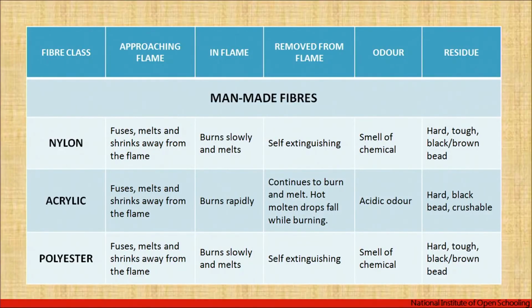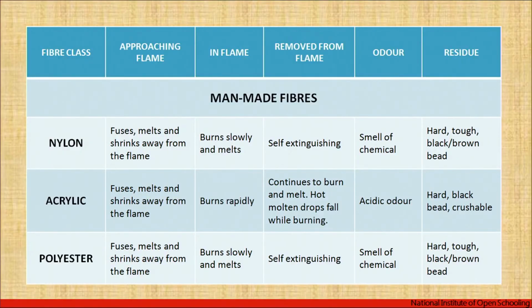The odor is always a smell of a chemical or an acidic odor. When we burn the synthetic fiber, it fuses, melts and shrinks away from the flame. When they are in the flame, they burn slowly and melt. All synthetic fibers are usually made up of chemicals. When we burn synthetic fibers, they melt and give an odor of chemicals. Polyester and nylon have the quality of self-extinguishing, while acrylic continues to burn and melt. Hot molten drops fall while burning.